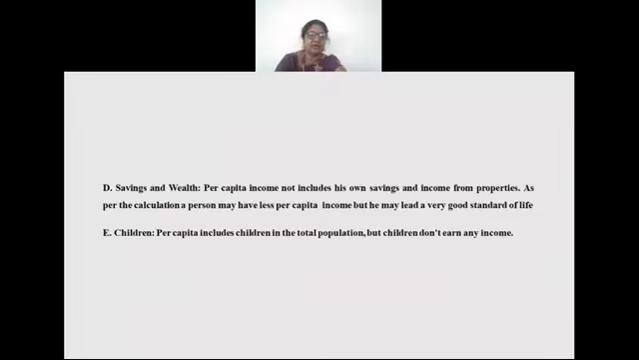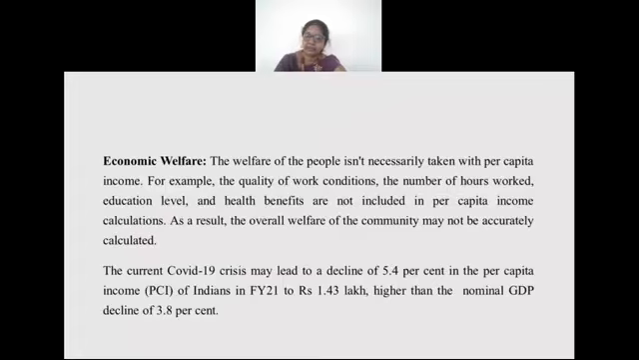Then economic welfare. The welfare of the people is not necessarily captured by per capita income. For example, the quality of work conditions and the number of hours worked are not calculated in the GDP itself. Only the production is calculated, but the quality of work is not calculated.